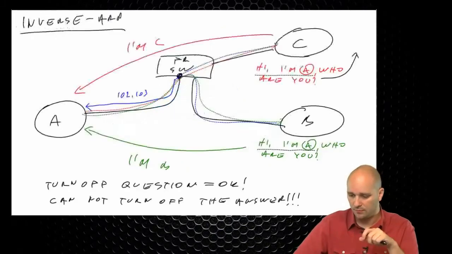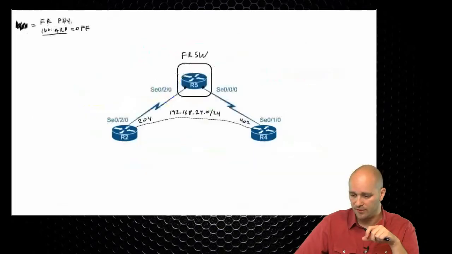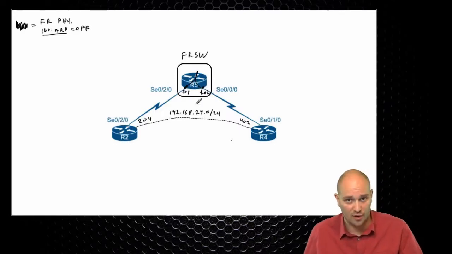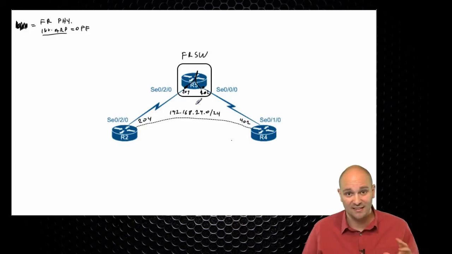Sorry about that. Let me just move this a little bit down. Apologies. What we need to do now is we actually need to create the DLCIs. So this DLCI 204, I need to create it on R5 on this interface, and on this one I need to create DLCI 402, and I actually need to create the cross connect between them. I need to create the PVC.